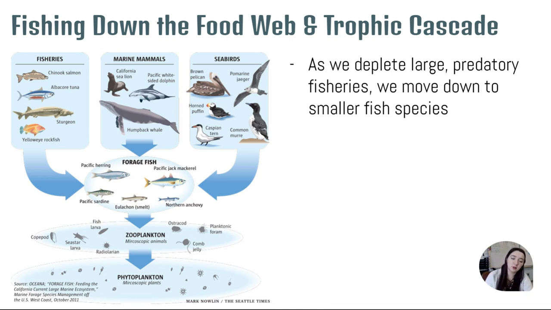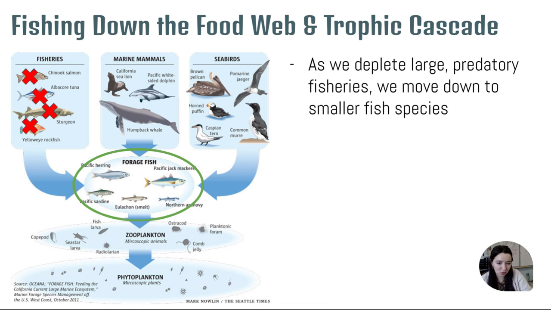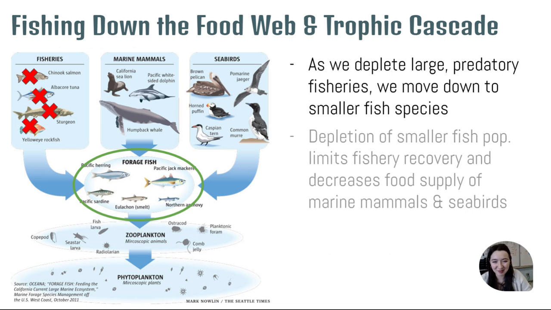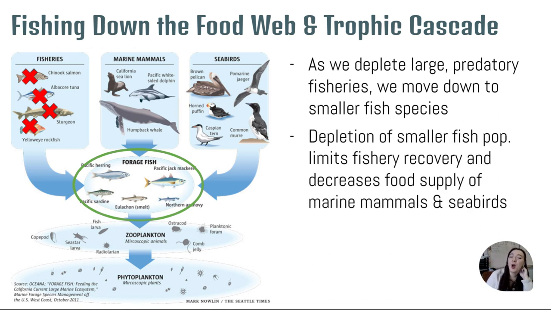So as we deplete large predatory fish, we tend to move down to smaller fish species to catch and harvest. And this can be a problem, again, for reasons I just mentioned, because every single species has its own niche, its own role in a food chain and an ecosystem. And nature likes to be balanced, not unbalanced. So when you have a depletion of these smaller fish populations, it's going to limit fishery recovery and decrease the food supply of marine mammals and seabirds.